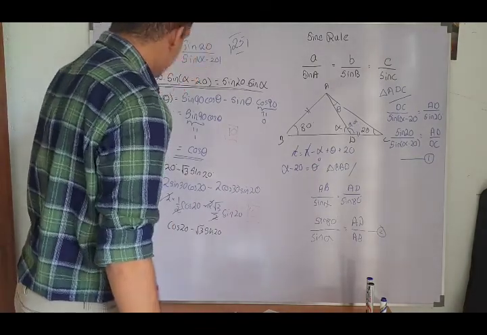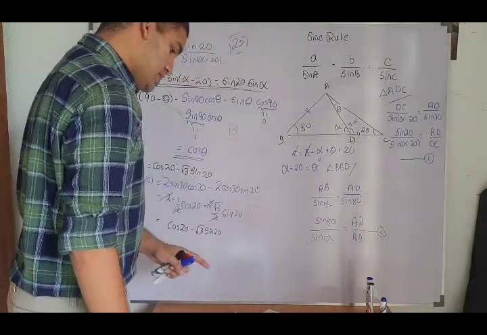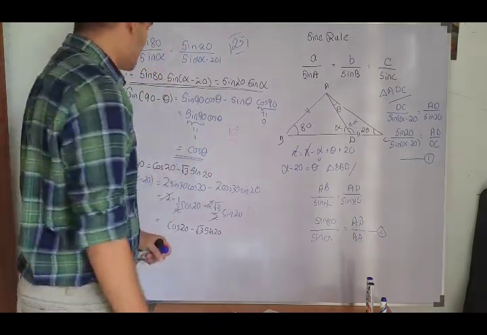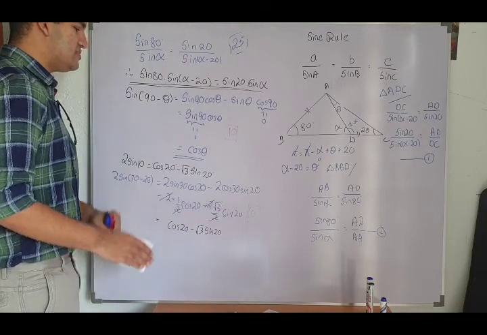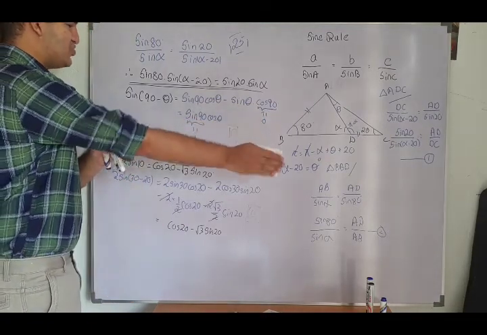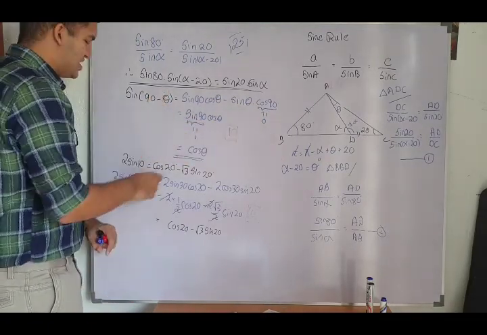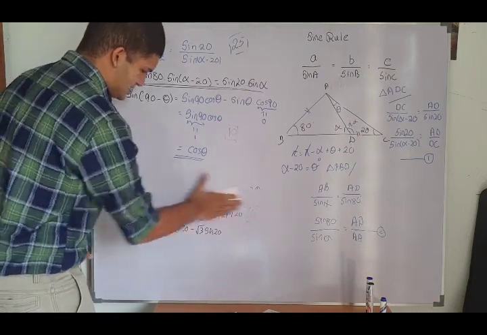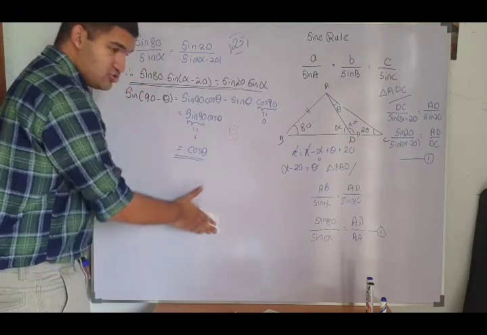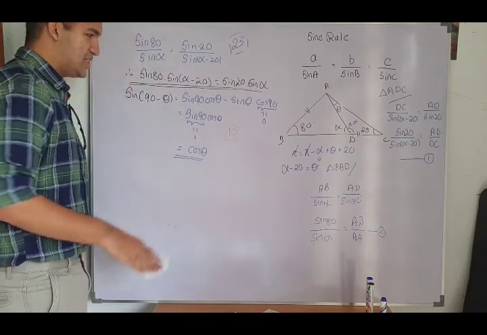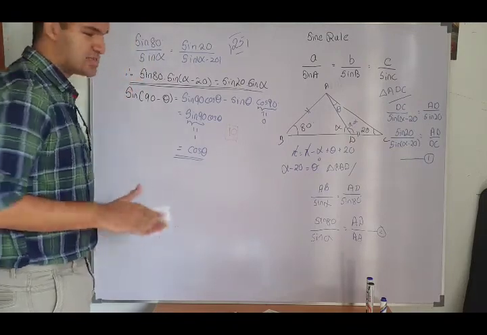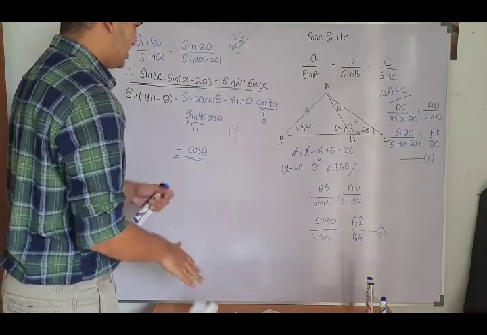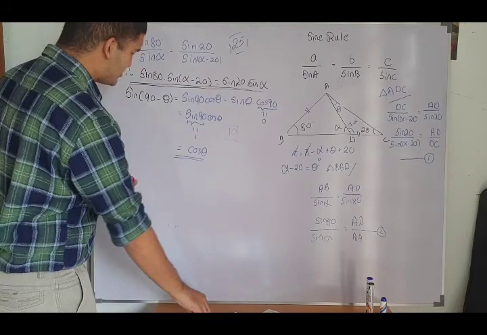The next part says that we should prove that sine 80 is equal to cos 10. Now how are you going to prove this? That is a very easy part. For that, I will use this same thing, so I will erase this. Make sure you write the steps step by step. I'm doing this so we can save some time. This is how we are going to prove that relation.